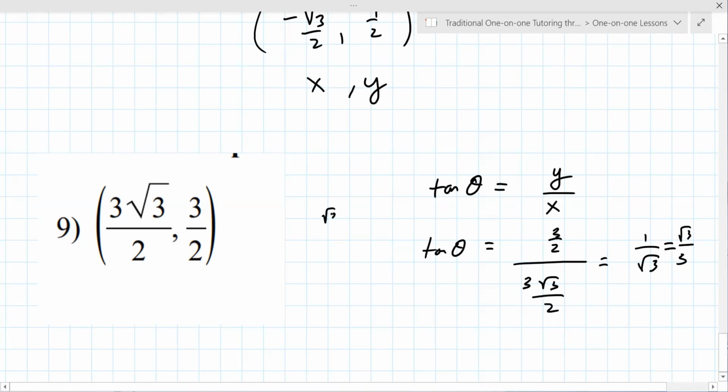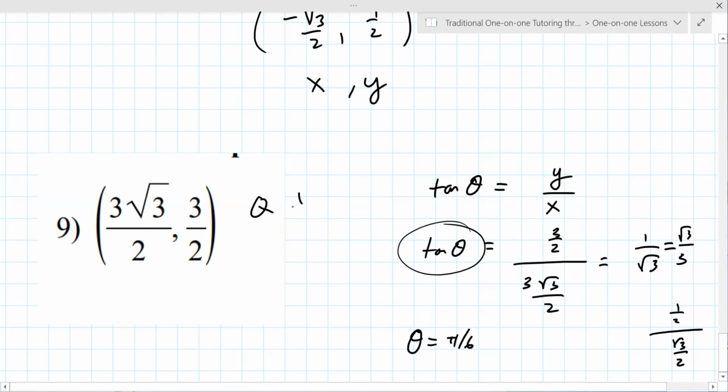Like you have to realize, oh, that's square root of 3 over 2. I'm sorry, it's actually 1/2. This is really 1/2 over √3/2. So which angle on the unit circle gives you that? Where the sine value is 1/2 and the cosine value is √3/2. Well, it's pi/6. Yeah. This point is also in quadrant 1, so that also helps you.